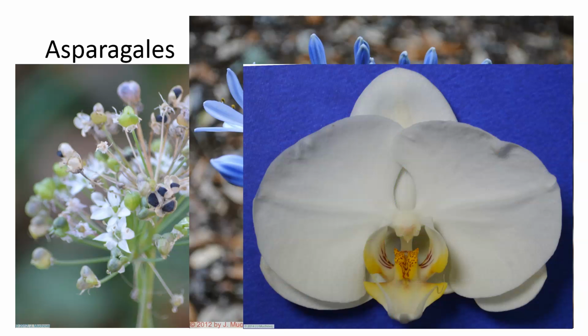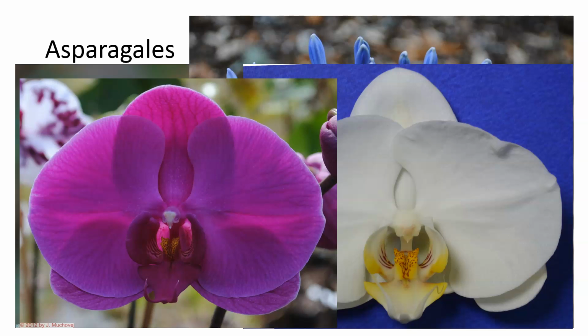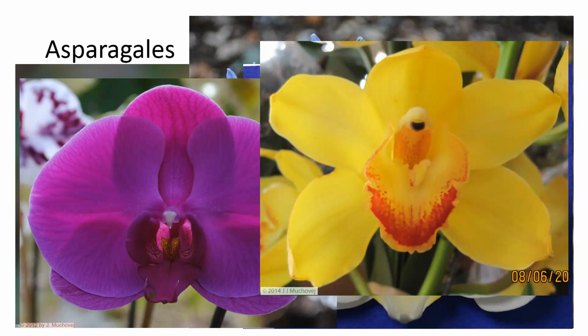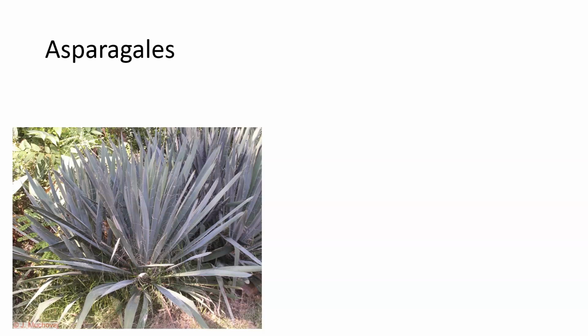This is an orchid, and orchids are members of the Asparagales. And again, you can see that they tend to have unicolor type tepals on them, and orchids are rather unique in the way they are put together. This is another type of orchid, and you can see the very beautiful colors that come with it. Third orchid, again, very unique colors with it. In the Asparagales, we also have things like Agave or Spanish bayonet.